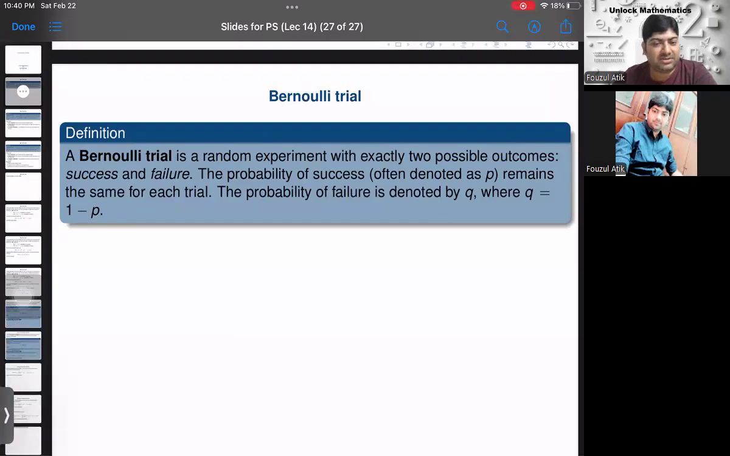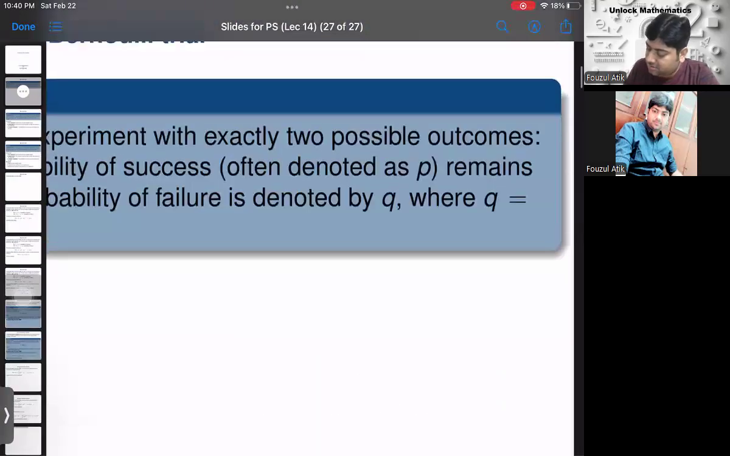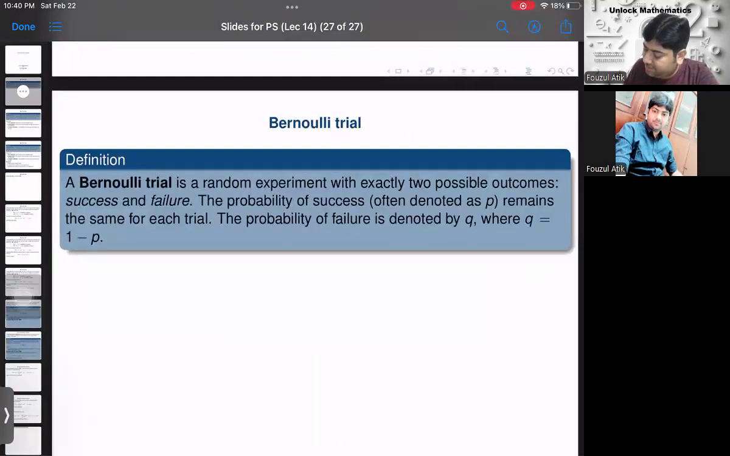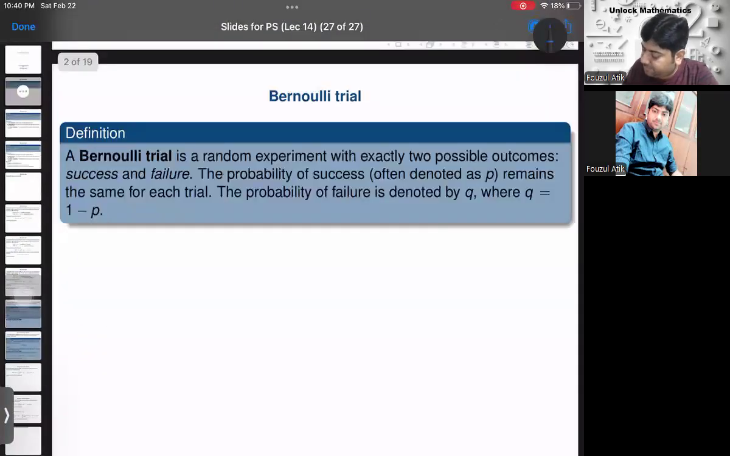The probability of success is denoted by P, and it remains the same for each trial. And the probability of failure would definitely be 1 minus P, because the probability of success is P. So this will also be constant, right?